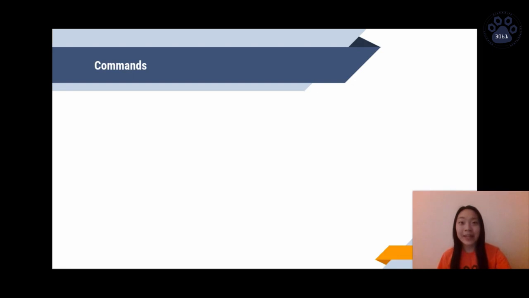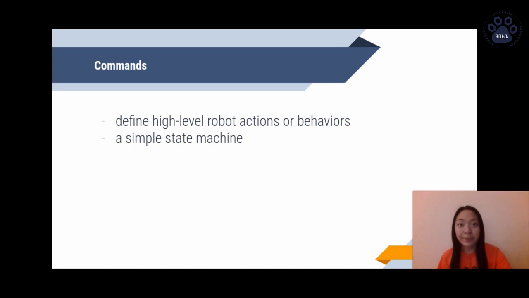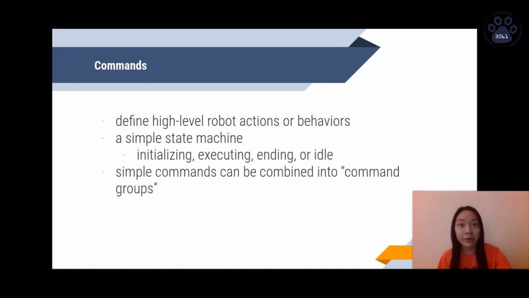Next, let's learn about the second major component of command-based programming, which is commands. Commands define high-level robot actions or behaviors. A command is basically a simple state machine that is either in the initializing, executing, ending, or idle state. Simple commands can be combined to make command groups, which can accomplish even more complicated robot behavior. Some examples of commands include drive forward and score, follow line, pick up ball, etc.